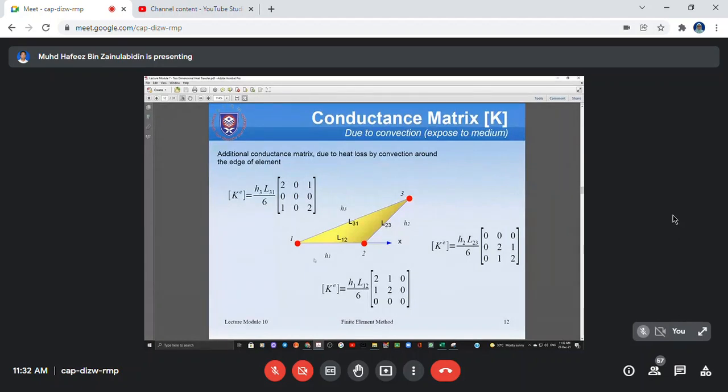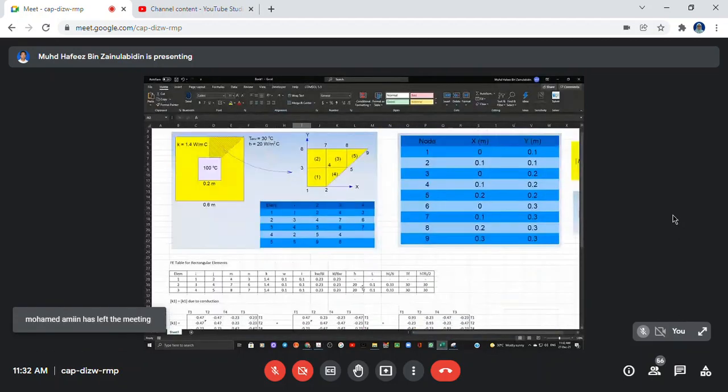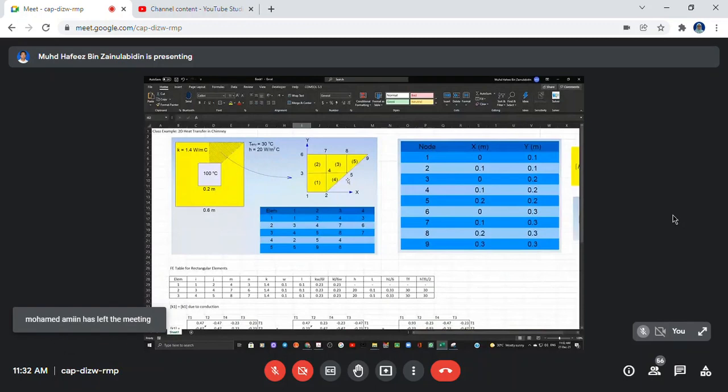Okay, the next one is K due to convection, from the question. From the question here, we have element 4 and element 5. Element 4 has no surface exposed to the surrounding, because element 4 is located here, but element 5 is located here. This top part here is exposed to the surrounding.